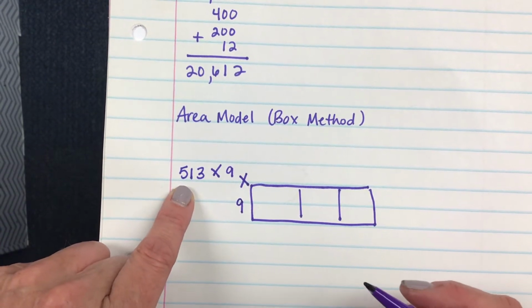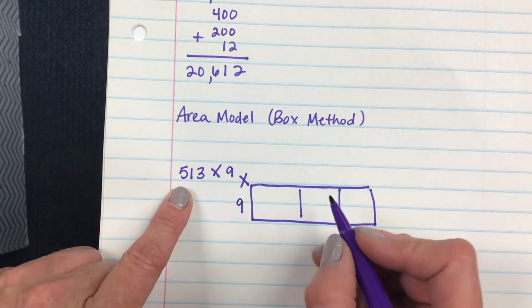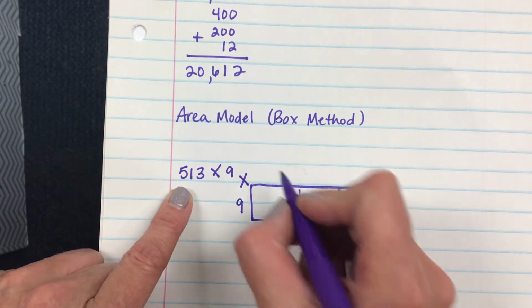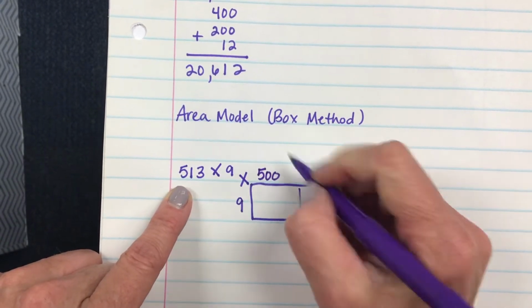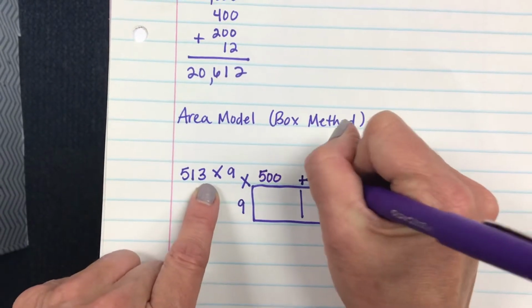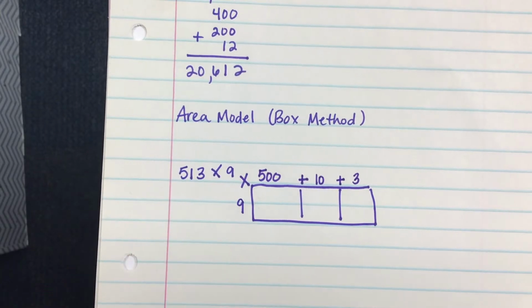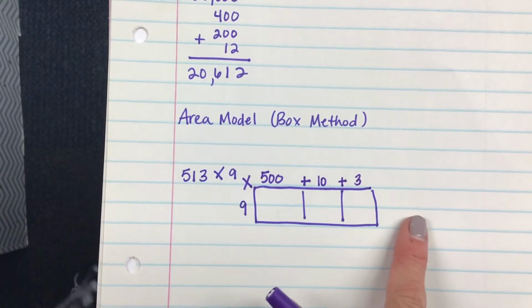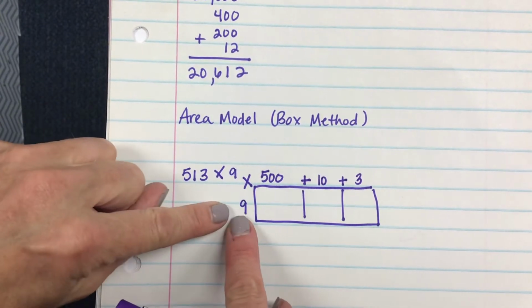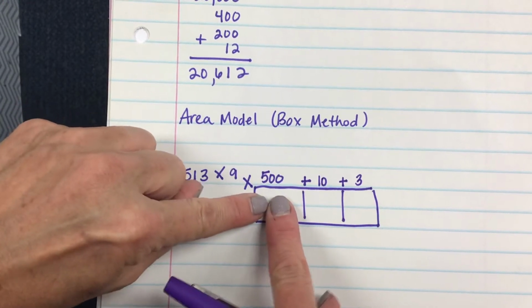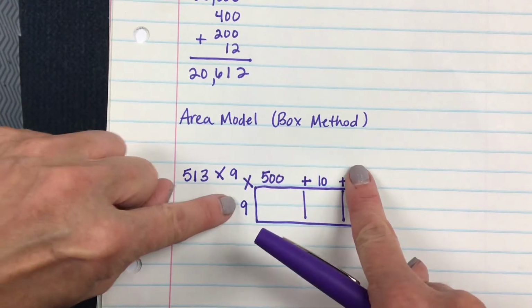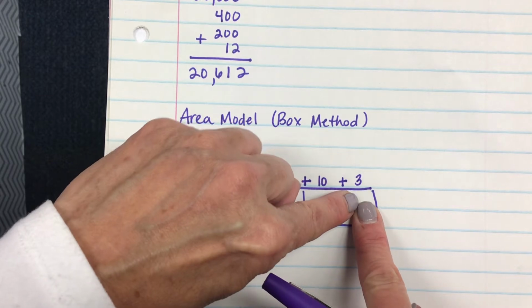So how do I separate 513 by place value, Luke? 500 plus 10 plus, okay, so it looks just like that. Now this works just like a multiplication chart. Okay, so it's 9 times 500 goes here, 9 times 10 goes here, and 9 times 3 goes here.